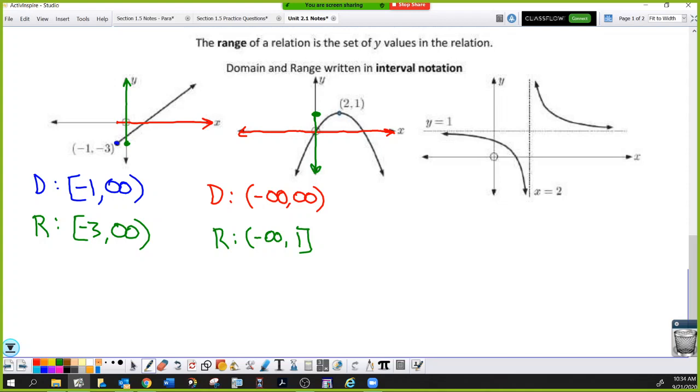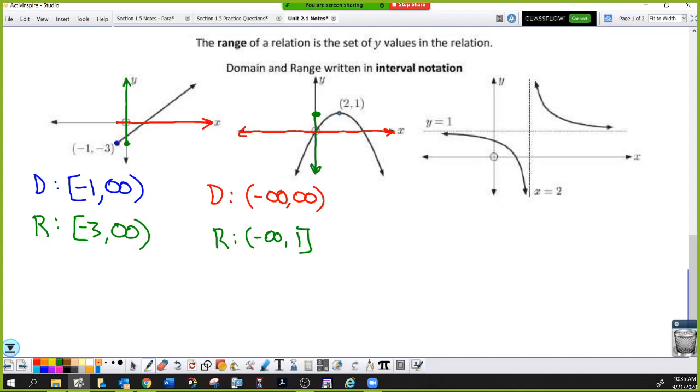Sir? Yes, it is filled in. It's not an open hole. It's hard to tell on yours, but in there it's blue. On yours, I know it looks like it's just an open dot, but that's because the blue is so light that the copier probably left it as an open dot. Now, if it was an open dot, then our domain would not include the x value of 2, and our range would not include the y value of 1.